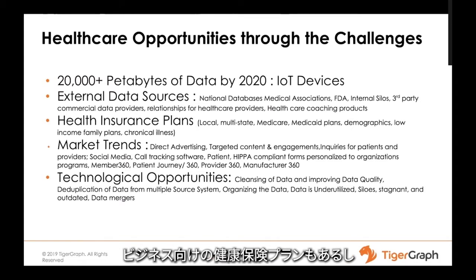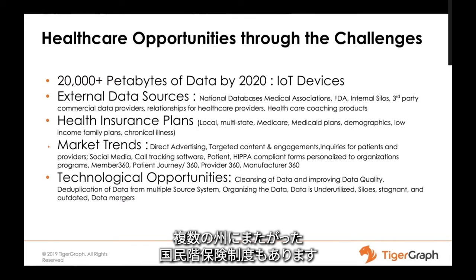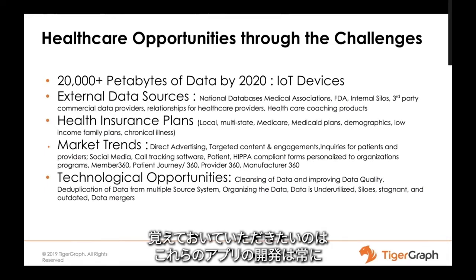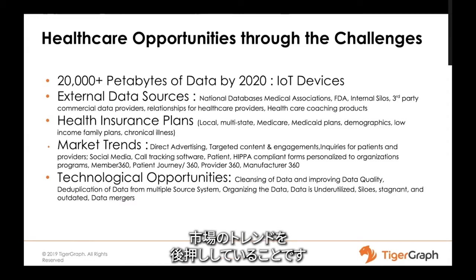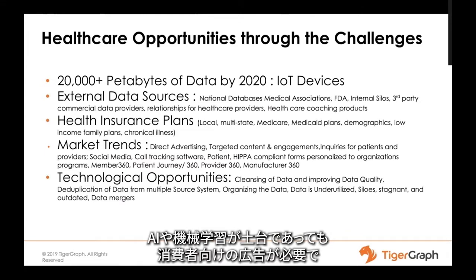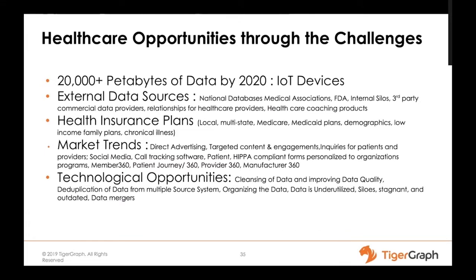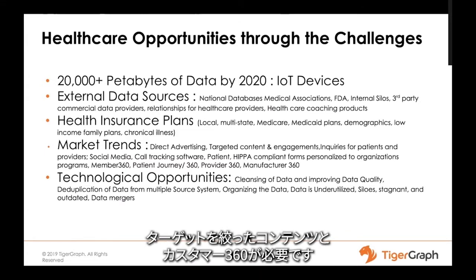And then there are health insurance plans, which are on the business side of it: local, multi-state, universal healthcare. Keep in mind that we are developing all these applications which are feeding into the market trends out there, whether backed by AI and machine learning. You're talking about direct advertising, targeted content, customer 360.